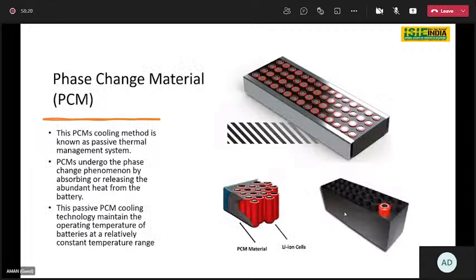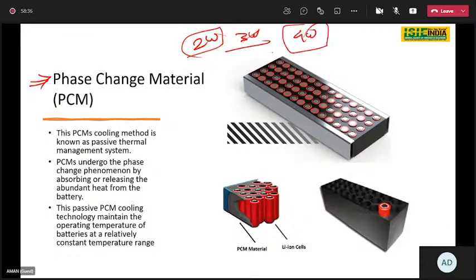First we'll start with what is phase change material. This is a very interesting technique. It is not that useful, but you can use this technique in two-wheelers and three-wheelers. For four-wheelers I have some doubt, because I haven't seen any vehicle using this phase change material technique. So let's discuss what the phase change material technique is.